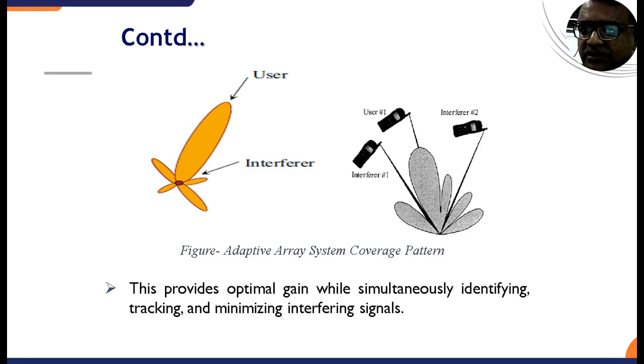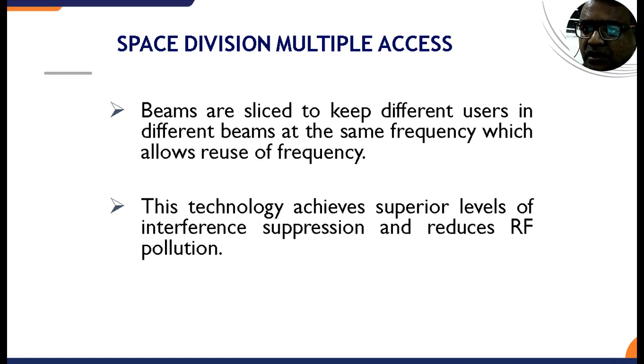So there are two different signals: one is the interference signal and the other is the user signal. It avoids the interference signal and gives more signal strength to the user signal. The multiplexing technique used is space division multiplexing. With space division multiplexing, beams are sliced to keep different users in different beams at the same frequency, which allows the frequency reuse concept. This technology achieves a superior level of interference suppression and reduces RF pollution.